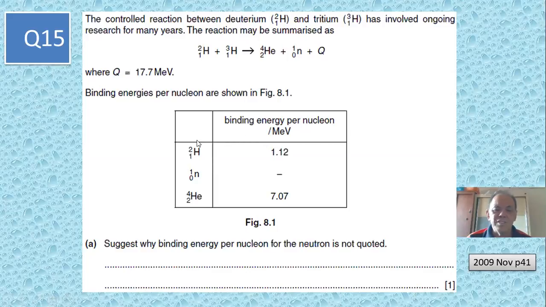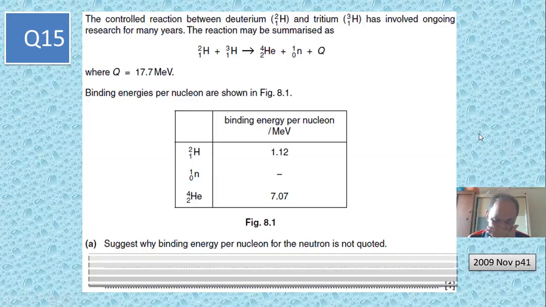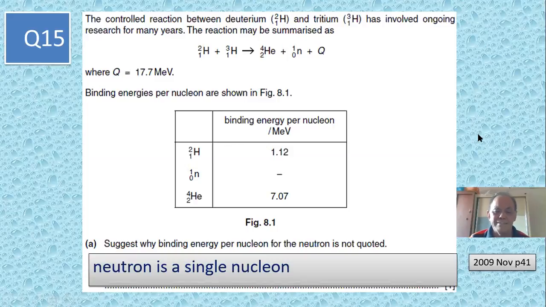That is your deuterium. That's your neutron, don't have binding energy. And then the helium, 7.07. Suggest why binding energy per nucleon for neutron is not quoted. Because it is not combined, so it doesn't have binding energy. It's a single particle, single neutron. It must combine with a proton, then it will have binding energy.